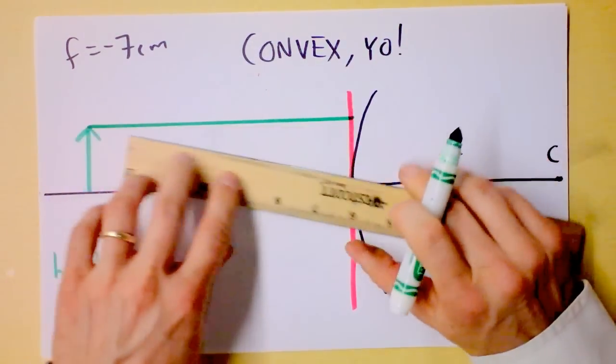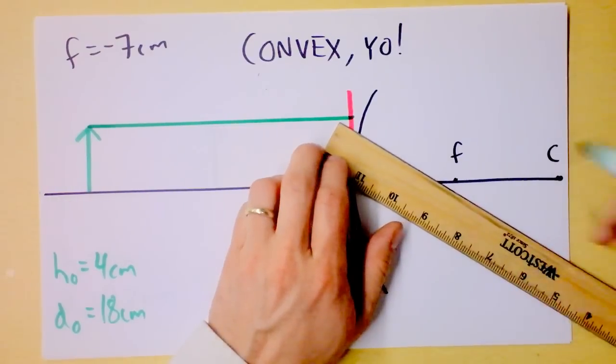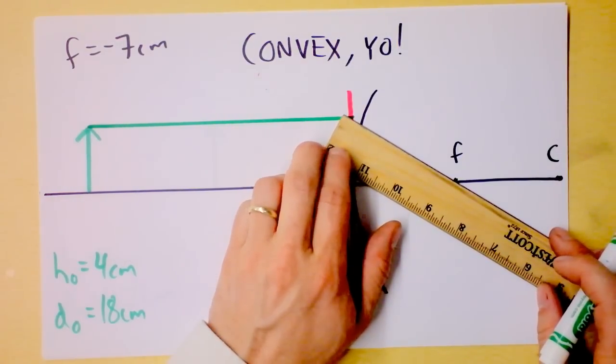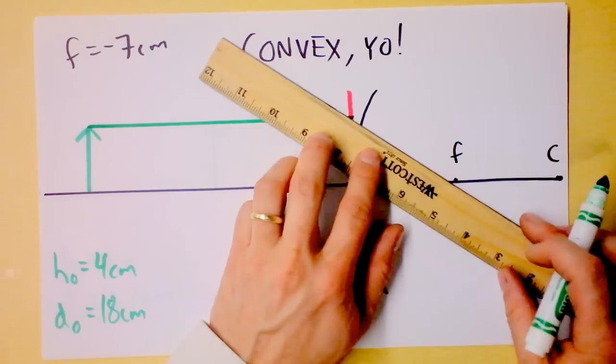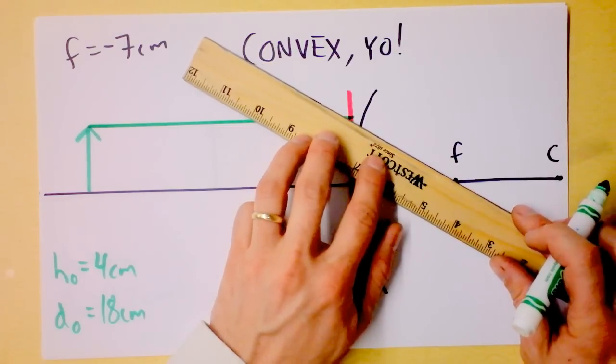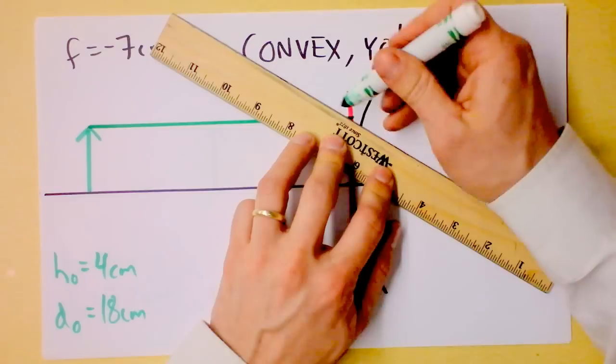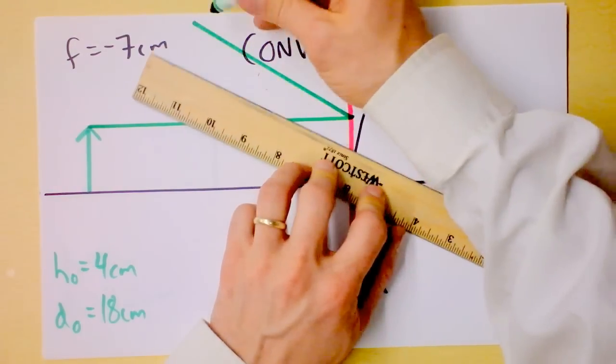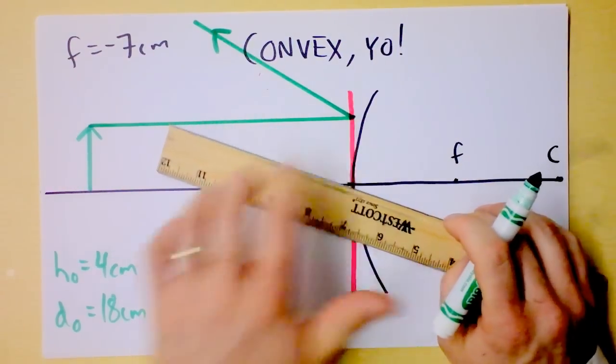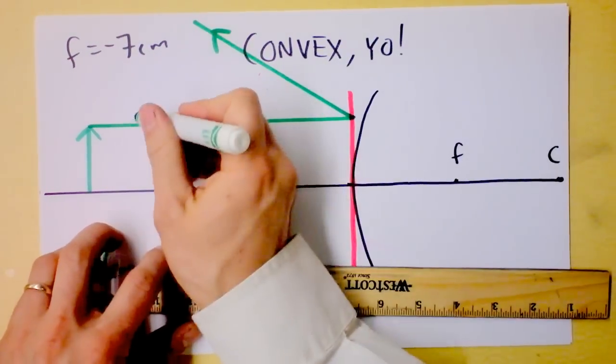Well, that doesn't make much sense. The focus is over here. Is that what it's going to do? It's going to hit the focus? No, it can't go through the mirror. That's ridiculous. When it leaves the mirror, it will be as if it had come from the focus. So I have to draw it like this, because this is a diverging mirror. It's causing the rays to go away from each other.